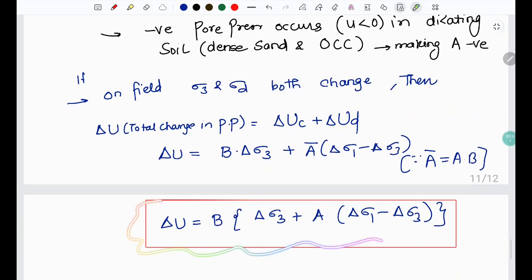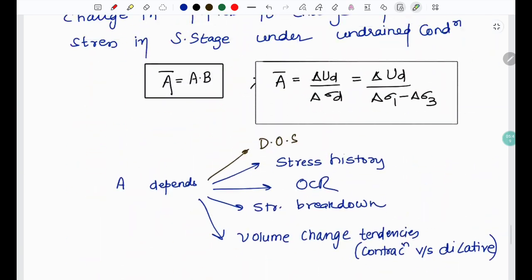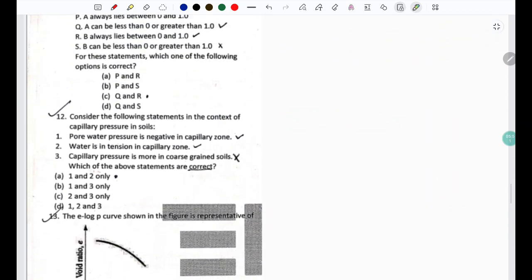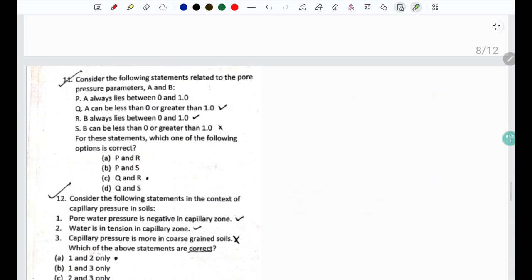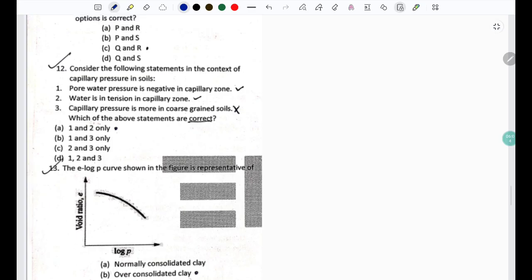The final expression is formed, which is often asked in the exam: delta U, the total change in pore pressure, is B bracket delta sigma 3 plus A into delta sigma 1 minus delta sigma 3. Hence in this question the correct answer was that A can be less than 0 and greater than 1, whereas B will always lie between 0 and 1, and hence Q and R are the correct answer. Let us see the 12th question.